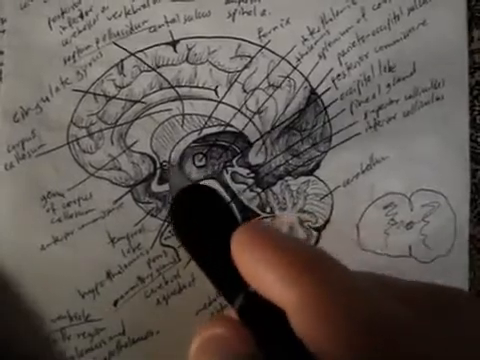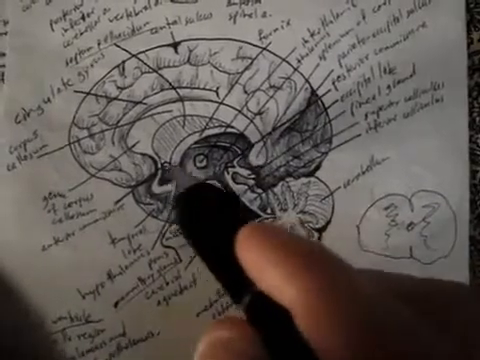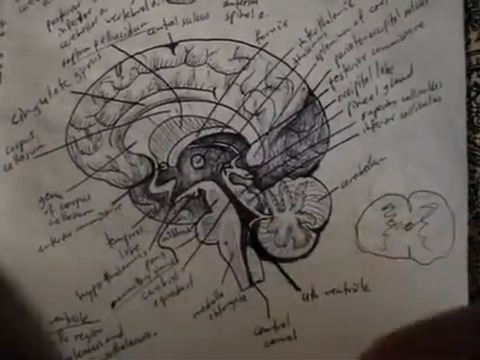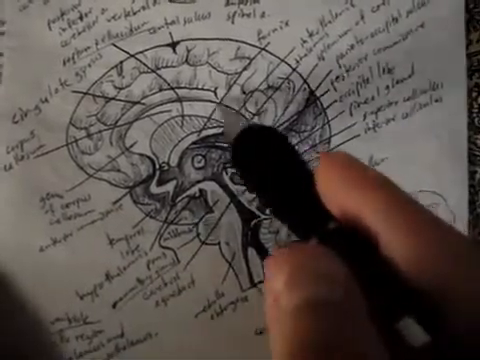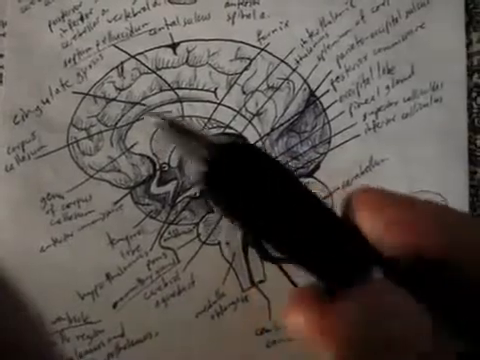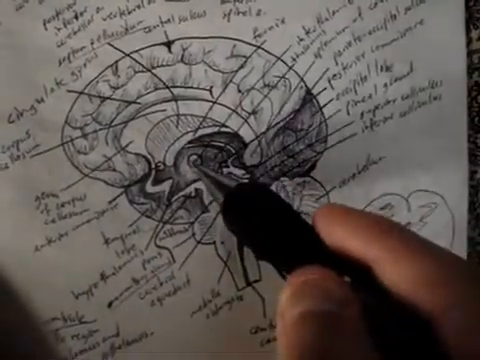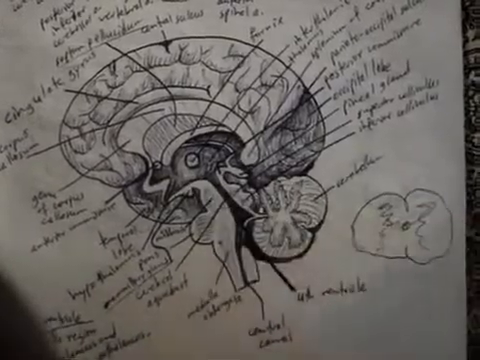And also the purpose of the anterior and posterior commissures is to connect the two temporal lobes together. And the corpus callosum was to connect the two cerebral hemispheres together. And the purpose of intermediate mass was to connect the two thalamus together.